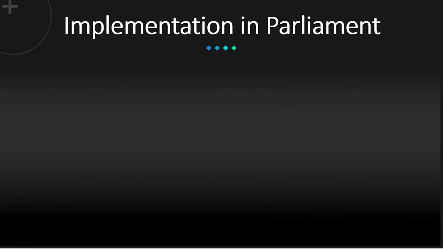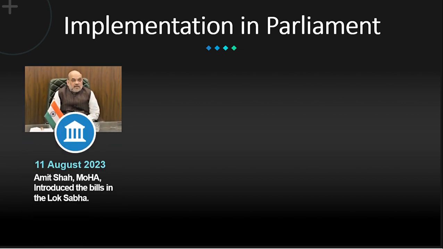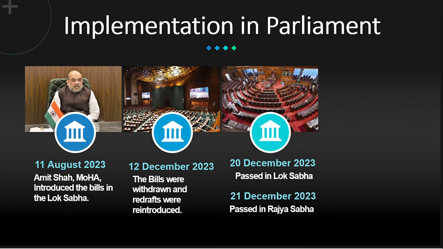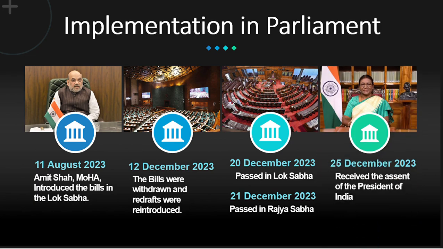Now going further, in the Indian Parliament, there were some reforms to be implemented. On 11th August 2023, Amit Shah, the Minister of Home Affairs, introduced the bills for these reforms in the Lok Sabha. On 12th December 2023, that is 12/12/2023, these bills were withdrawn and redrafts were introduced. On 20th December 2023, it was passed in Lok Sabha, and on 21st December 2023, it was passed in Rajya Sabha. And finally, by receiving the assent of the President of India on 25th December 2023, these came into action.